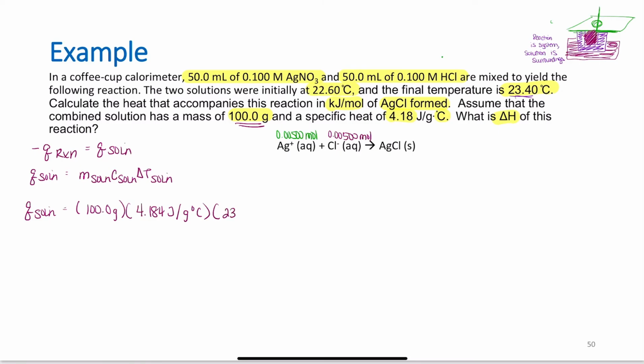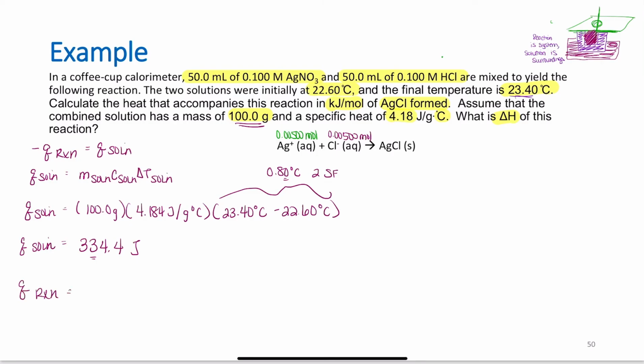And temperature, final temperature, 23.40 degrees C. Initial temperature, 22.60 degrees C. The difference here is 0.80 degrees C, so that does have two sig figs. That 0 here, the second 0 is significant. Q of solution, 334.4 joules. But I'm going to underline that second 3 because that's my sig figs. That means my Q of reaction is negative 334.4 joules.